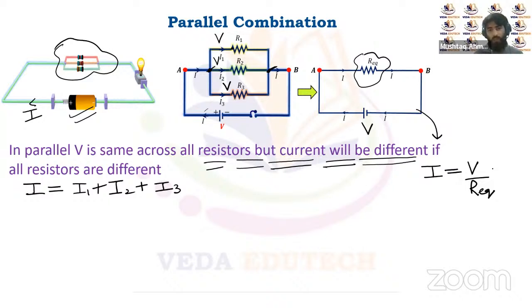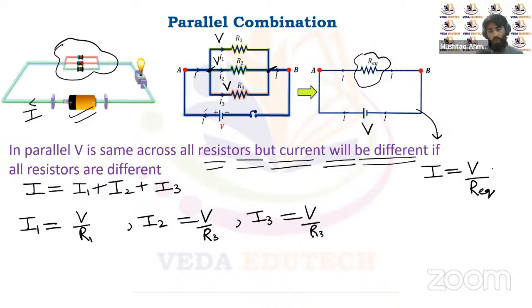And for the R1 resistor, if we write I1 using Ohm's law, I1 will be the potential drop V across R1, that will be V over the resistance R1. Similarly, I2 will be V over R2, and I3 will be equal to V over R3. Now replacing all these values of I, I1, I2, and I3, we'll get the R equivalent. So we can replace I with V over R equivalent, and I1 plus I2 plus I3 with V over R1 plus V over R2 plus V over R3.